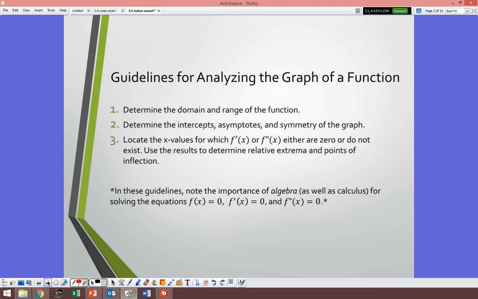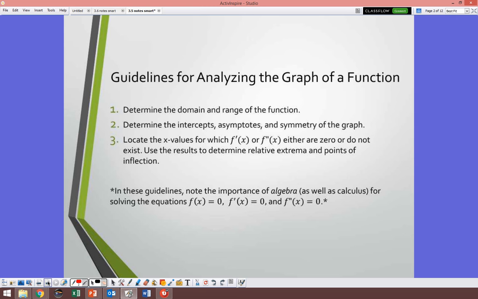So your function equals 0, your first derivative equals 0. When your first derivative equals 0, what does that give you? It gives you where the slope is zero, a max or min. And second derivative equals 0. That's for the concavity. But when it's equal to 0, what does that give you?